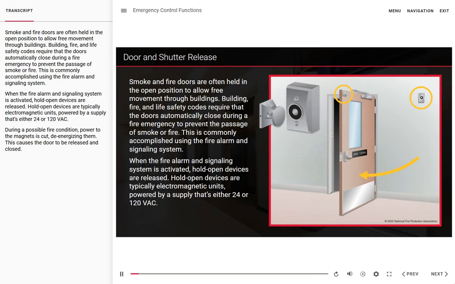Smoke and fire doors are often held in the open position to allow free movement through buildings. Building, fire, and life safety codes require that the doors automatically close during a fire emergency to prevent the passage of smoke or fire. This is commonly accomplished using the fire alarm and signaling system. When the fire alarm and signaling system is activated, hold open devices are released. Hold open devices are typically electromagnetic units, powered by a supply that's either 24 or 120 volts AC. During a possible fire condition, power to the magnets is cut, de-energizing them. This causes the door to be released and closed.